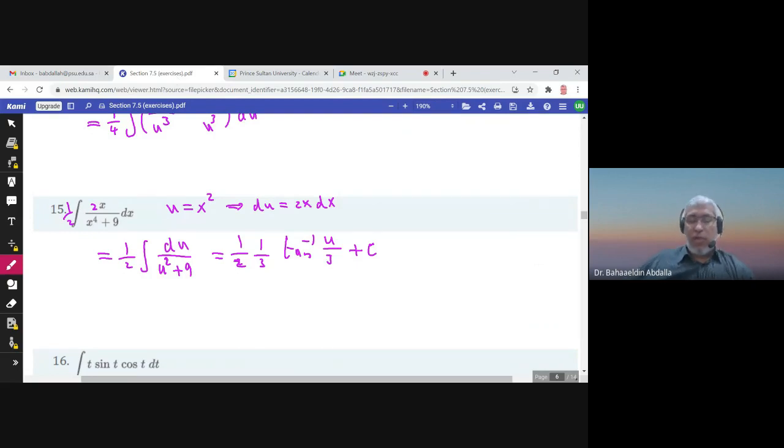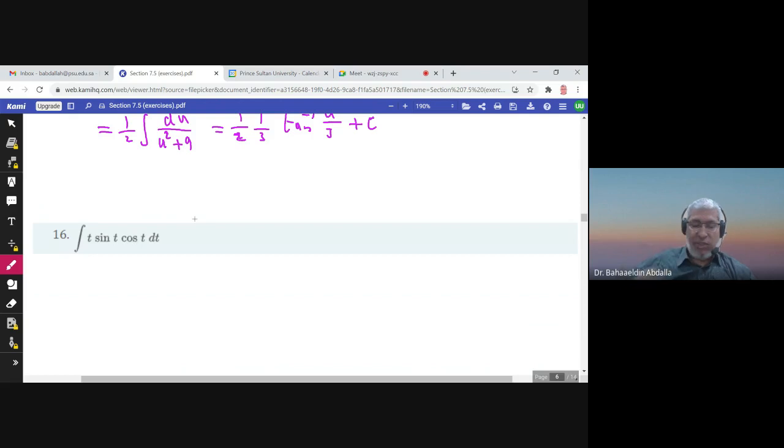We continue strategy of integration exercises about section 7.5. We reached question 11. Continue with question 16. All the questions here are evaluate the integral.